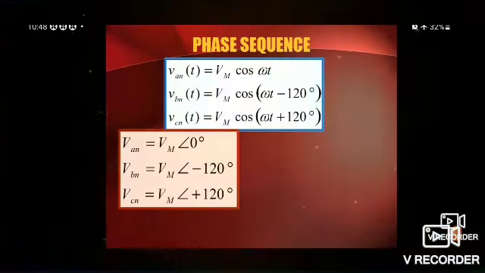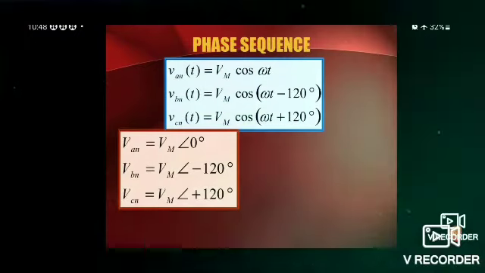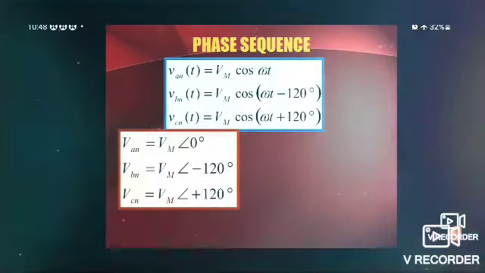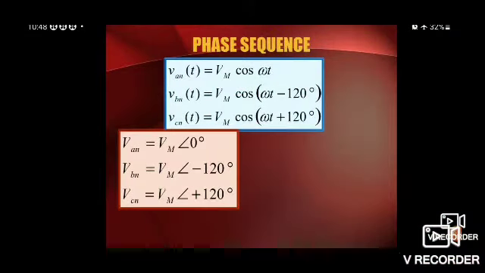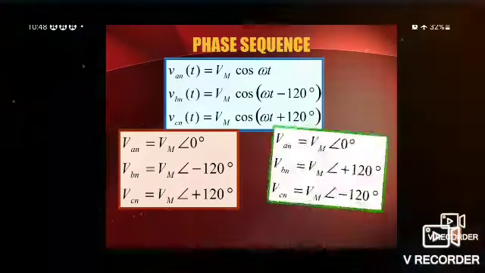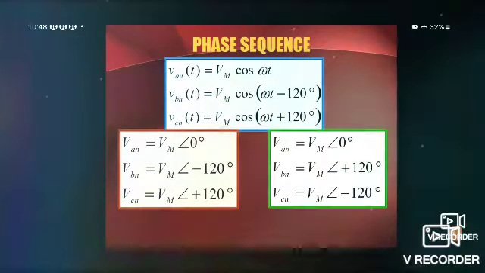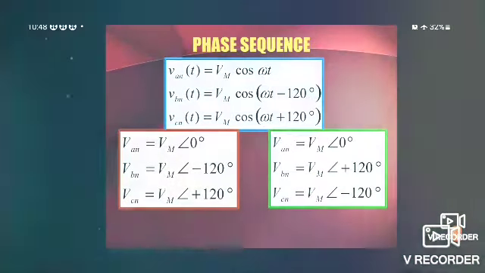First one is positive sequence. It has Van equal to Vm with angle 0 degree. Vbn is Vm with angle minus 120 degree. Vcn is Vm with angle plus 120 degree. It is positive sequence. Then negative sequence is Van equal to Vm with angle 0 degree.